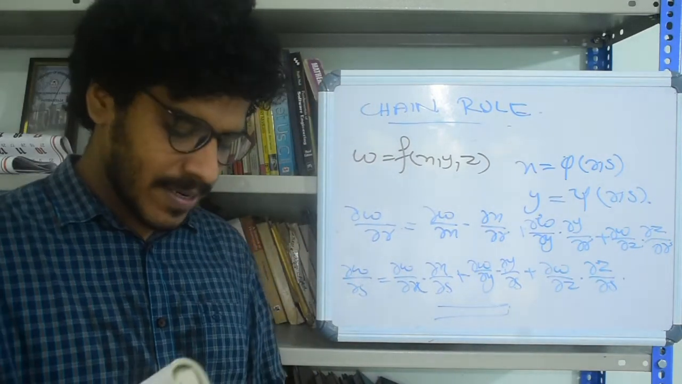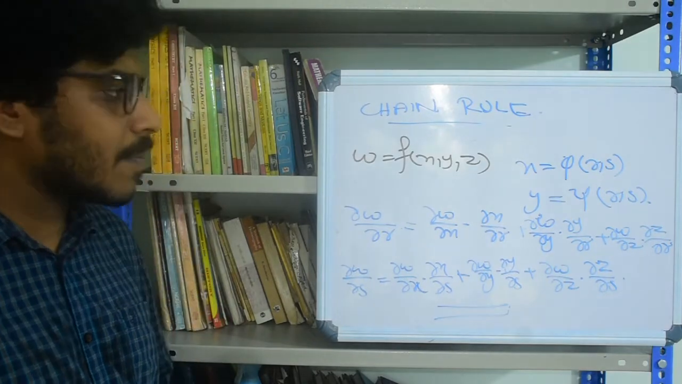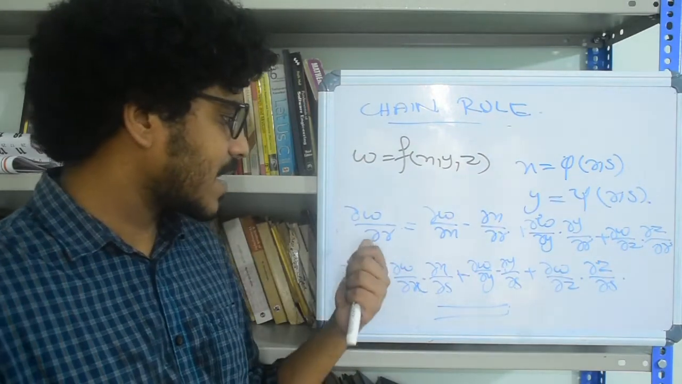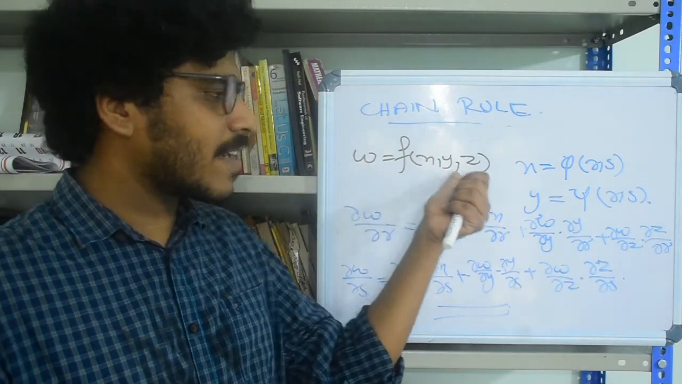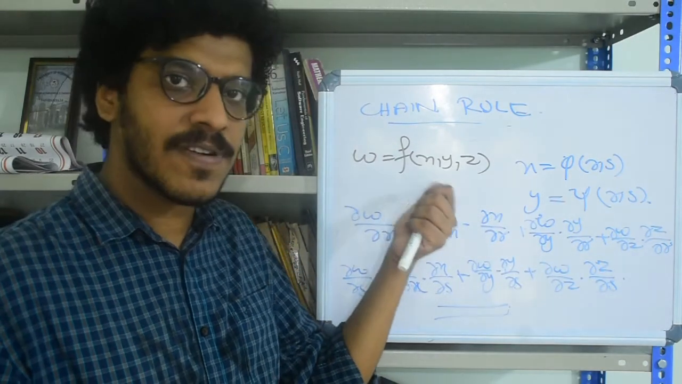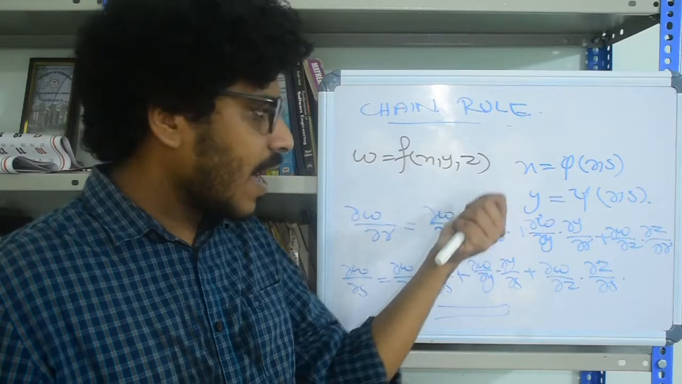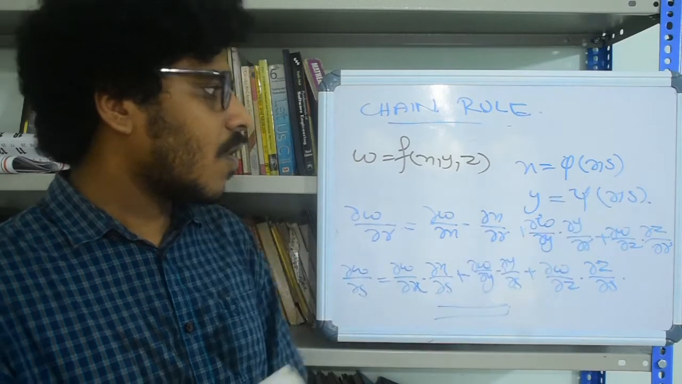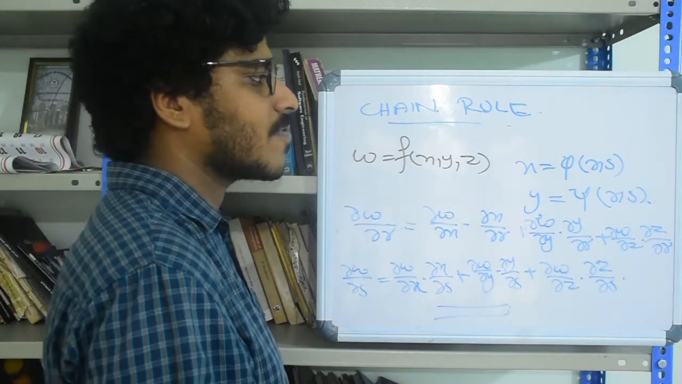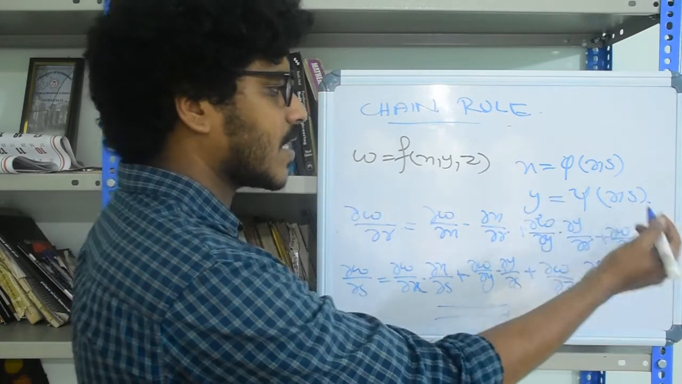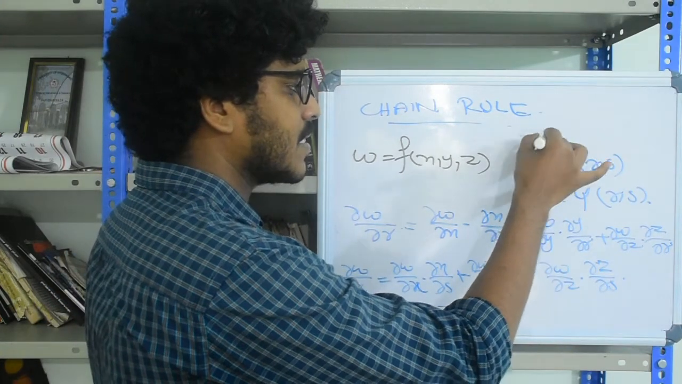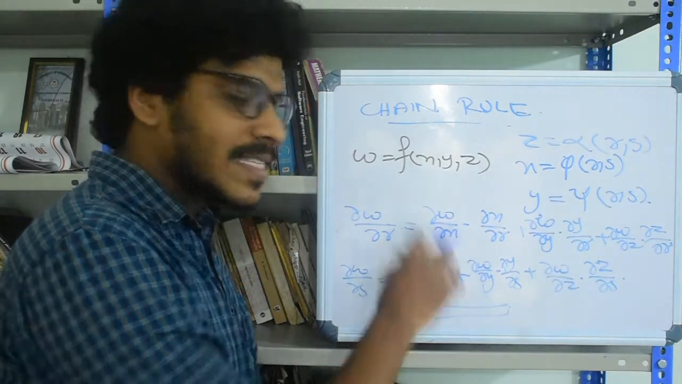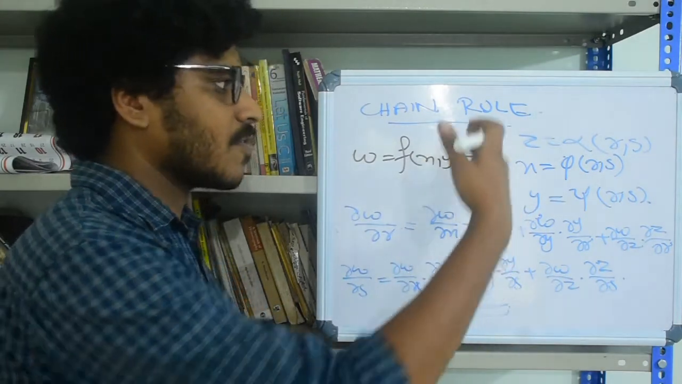So in this manner, we can find the partial derivatives of w with respect to each independent variable, r and s. So let's revisit the formula once again. If w equals f of x, y, z is a differentiable function of three variables x, y and z, and all of x, y, z are differentiable functions of r and s. Oh, we have forgotten something. x is equal to phi of r, s, y equal to psi of r, s, say z is equal to some alpha of r, s. All these three functions have to be differentiable functions of r and s.